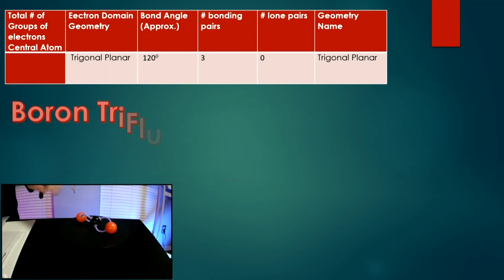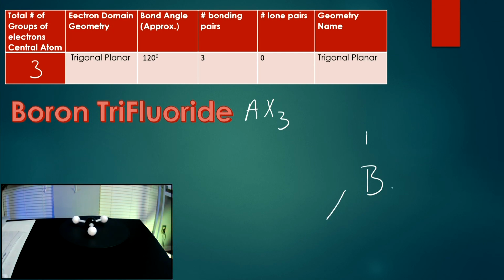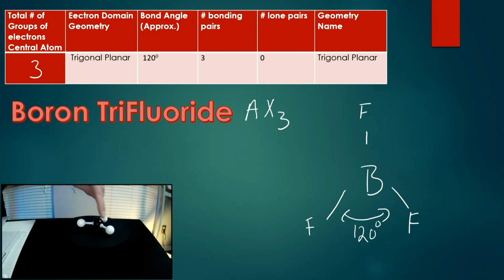Our next, I have a model that will represent boron trifluoride. Our central atom is A, that's boron. X will be 3, so we have a total of 3 groups surrounding the central atom. Boron in the center. We're taking into account our bond angle of 120 degrees. So that will be 120 degrees between the fluorine atoms. So a pair of fluorine, 120, 120, and 120.